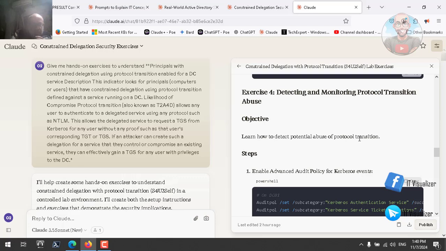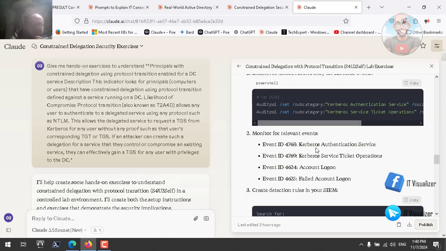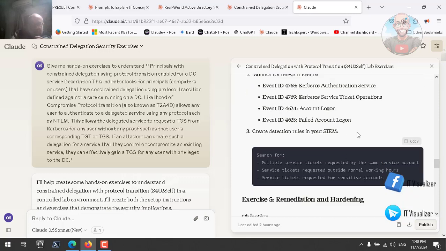How to detect potential abuse of protocol transition. Enable advanced audit policy for Kerberos. Now he's giving you auditing, which can put events in the event viewer. And now he's giving you the event IDs: Kerberos Authentication Service 4768, 4769, 4624, 4625. Okay, so this is good. And now if you have a SIEM or a system for monitoring the events or event viewer, this is a system for monitoring the logs on your servers.